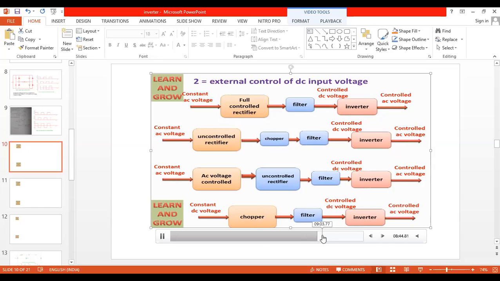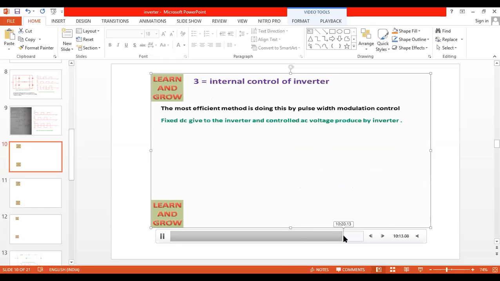Okay, so these are the different possible combinations of this particular inverter. So how many types of voltage control techniques are present? There are two different types. One is external and the next one is internal. External control contains different circuits, choppers, inverters, which we have seen just now. Internal control uses the pulse width modulation technique. You can see the most efficient is done by pulse width modulation.